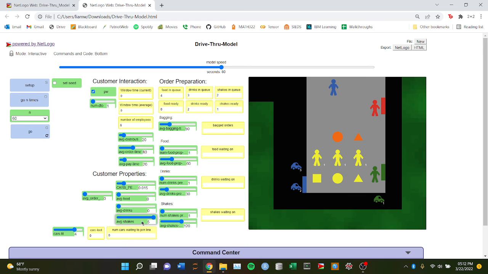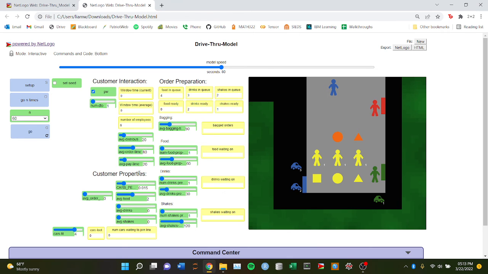But I'm not sure what makes sense for this, because if you ordered an iced coffee, you wouldn't order a hot coffee. Those would contradict each other. So maybe for Chick-fil-A you'd have an average food item of two, probably fries and a Chick-fil-A sandwich. You get one drink on average and one shake, so maybe you'd say 0 and 0 for those.